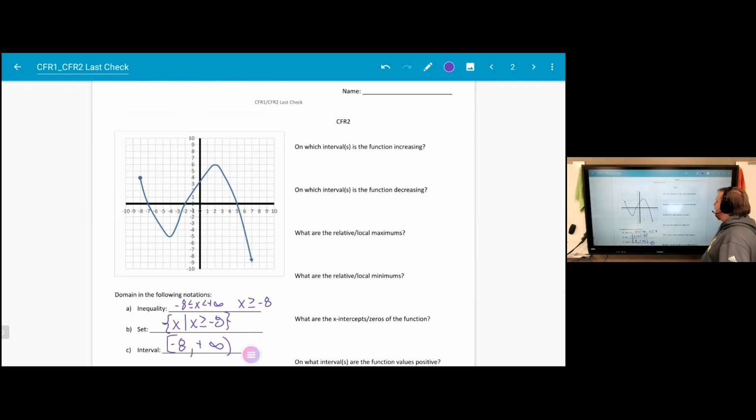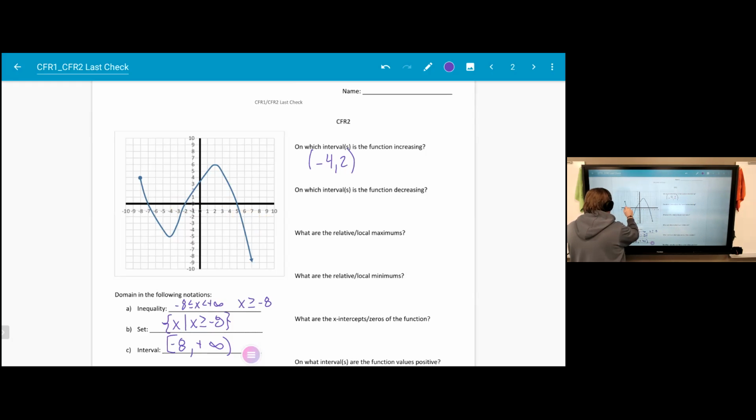On which intervals is the function increasing? Well, here it's going to increase from -4 to 2. Remember, we're talking about the x values of where it's increasing. So from -4 to 2. And if I'm doing interval notation, make sure I have the interval notation. That's the only place it's increasing. It's decreasing everywhere else.